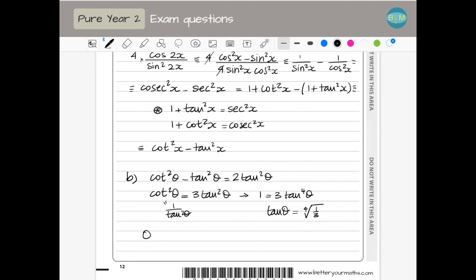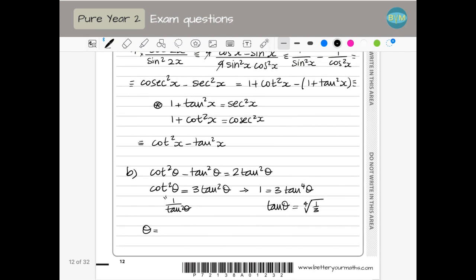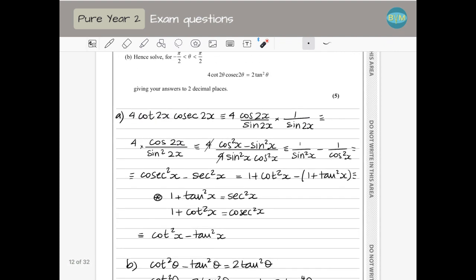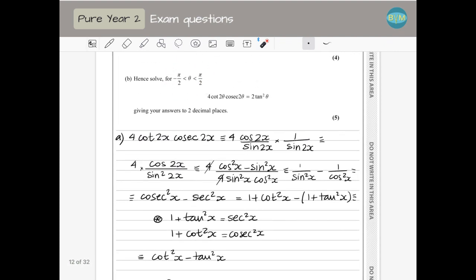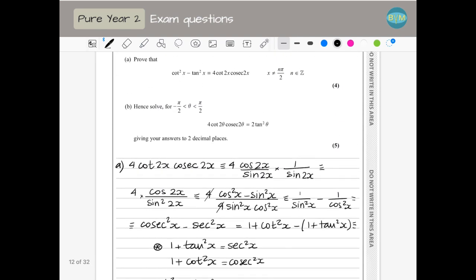I do that with the calculator, and I get that theta, they say to two decimal places, is in radians. Be careful because the interval is in radians. So you put the calculator in radians, you do tan minus 1 of this value here, and you get 0.65. But this could be negative as well, which means the value here could be negative as well. So plus, minus, we have two values for theta. And that's all with this exam question.